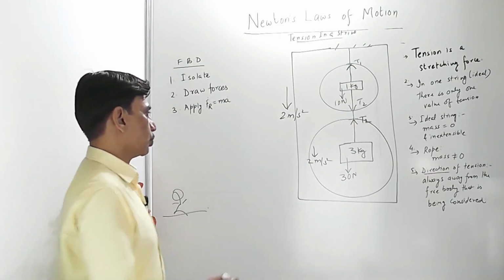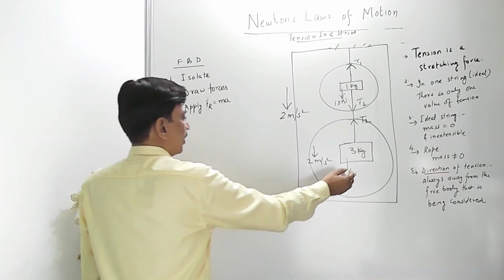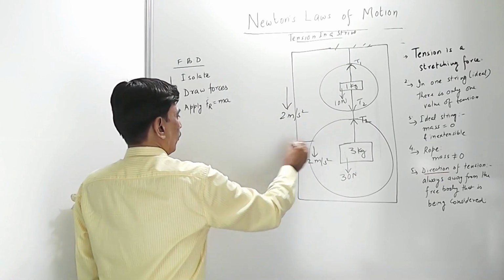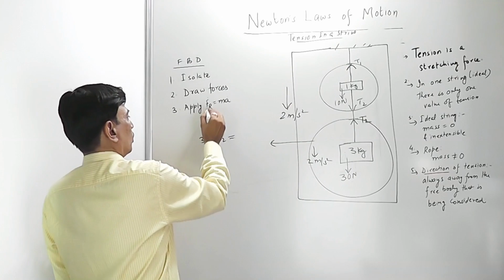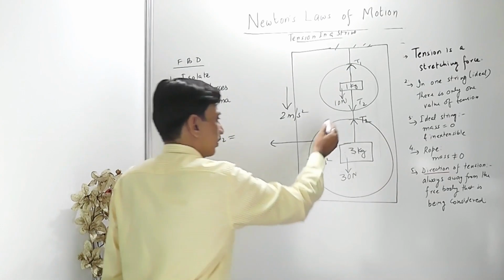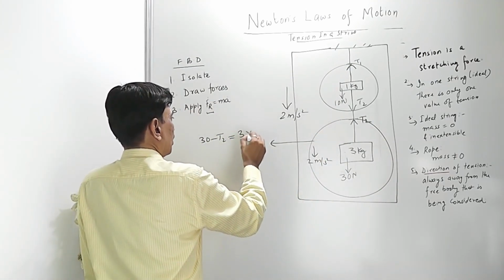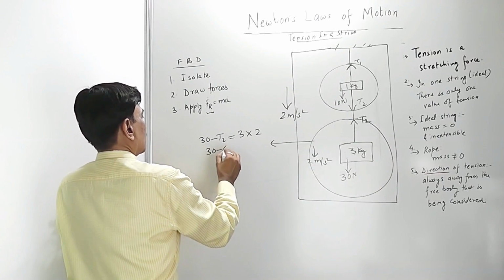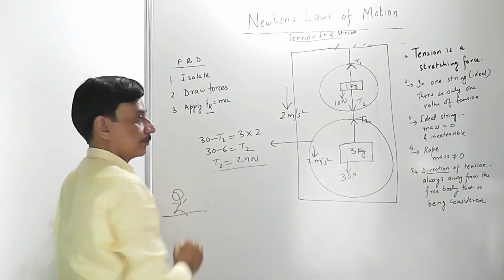So as a result, the equation for this is, because this is accelerating down, it means this force is greater than this force. So when we apply F equal to ma, for this it is going to be 30 minus T2, this is net force, equal to mass of this body only, because right now we are focusing on this free body only. Mass is 3 into 2, acceleration is downwards, so 30 minus 6 is equal to T2, so T2 is equal to 24 Newton.